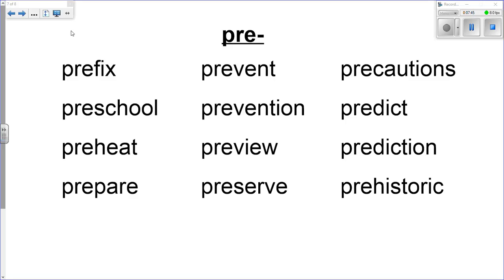Prevent means to do it so that you prevent something else from happening. Prevention, preview means to view before. Preserve means you are taking precautions. Precautions means that you are preparing ahead of time. Predict, prediction, and prehistoric means before that point in history.